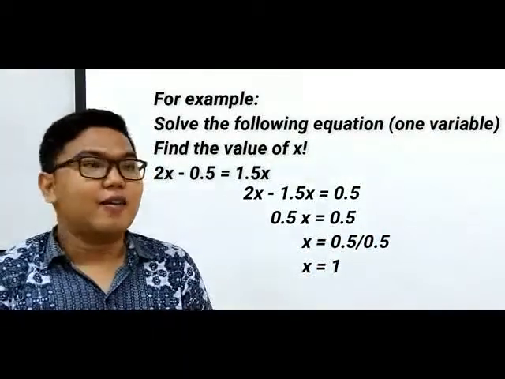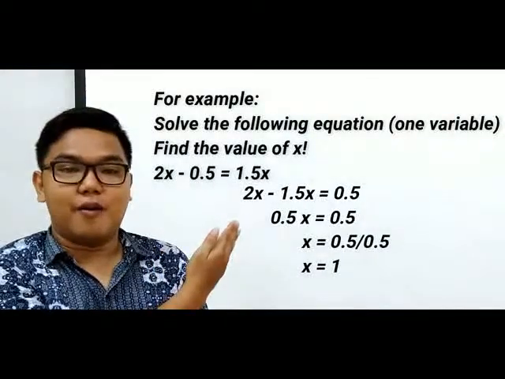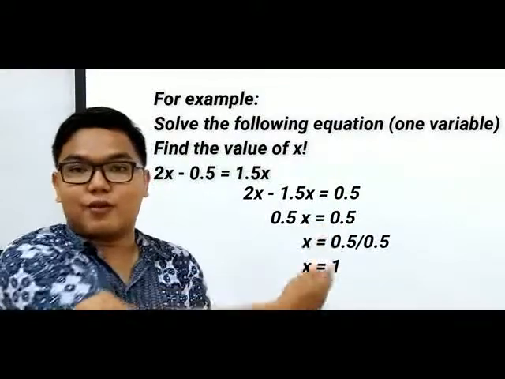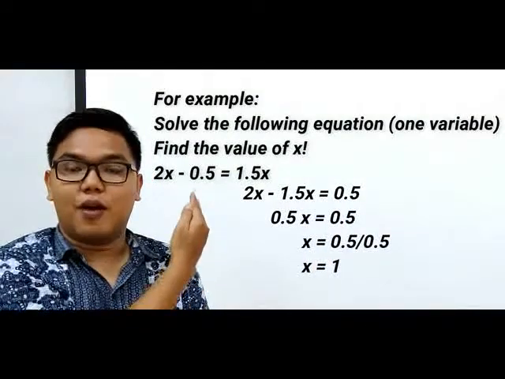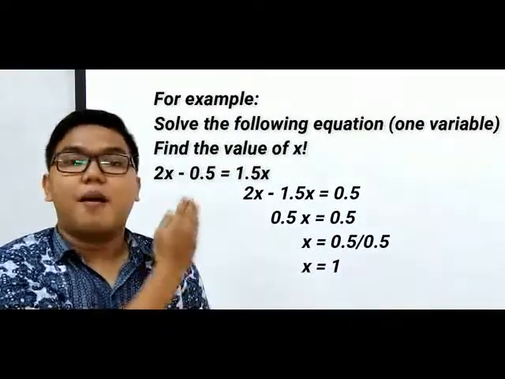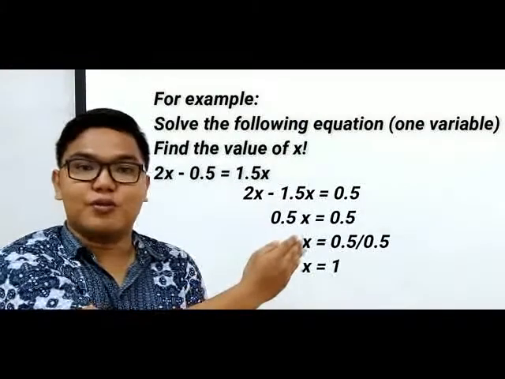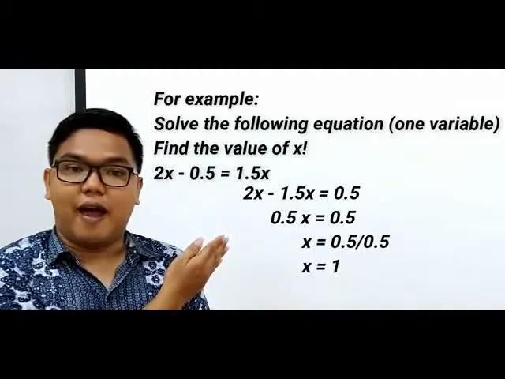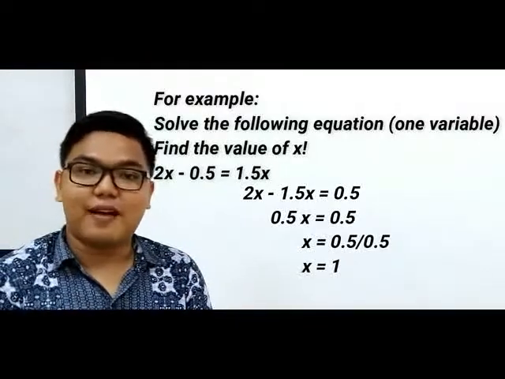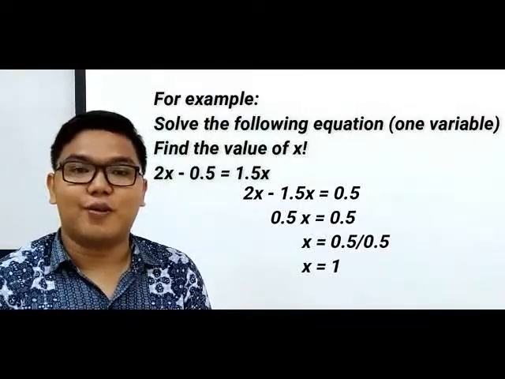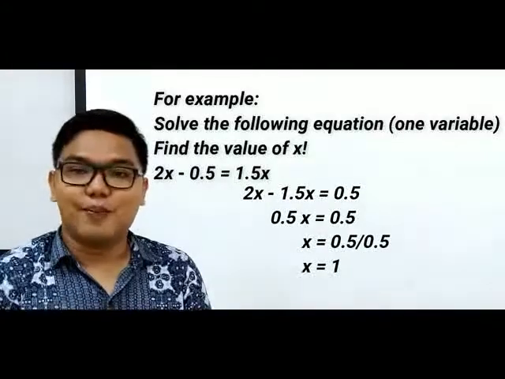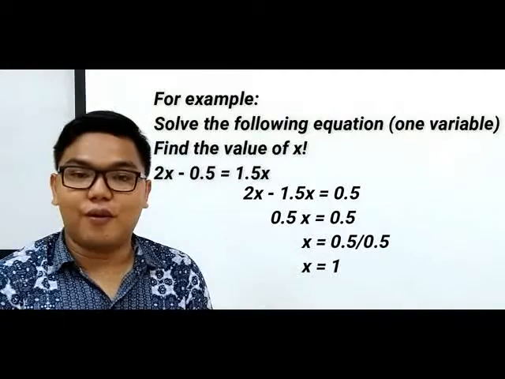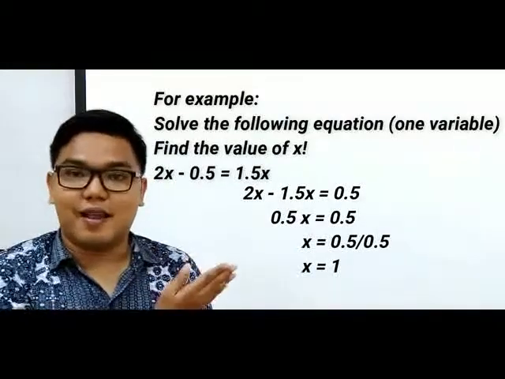Okay, and then we find 2x minus 1.5x. Why is it minus? Because 1.5x is across the equation, so we have to make it negative. Minus 1.5x equal to 0.5. 2x minus 1.5x equal to 0.5x equal to 0.5. So x equal to 0.5 over 0.5 equal to 1. So the value of x equal to 1 in this equation.